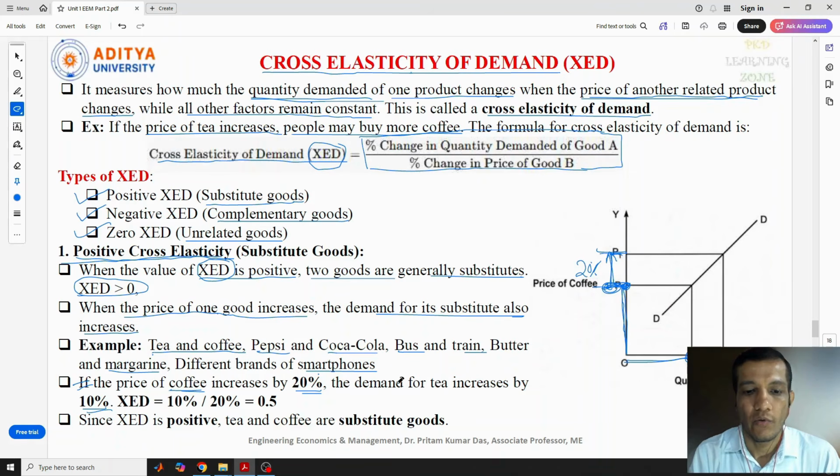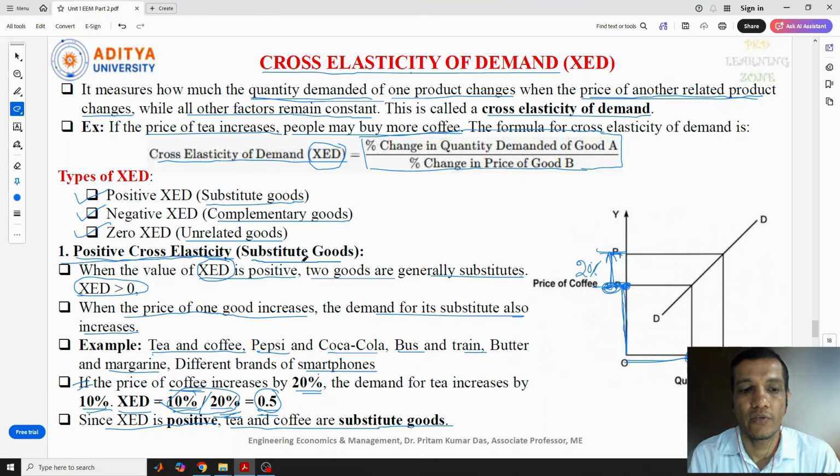So how can we calculate the XED value? By using the same formula: XED equals the percentage change in quantity demanded, which is 10%, divided by the percentage change in price of good B, which is 20%. If you calculate this, we get the value of 0.5. The value of XED is 0.5, which is greater than 0. So XED is positive here, and tea and coffee are substitute goods.